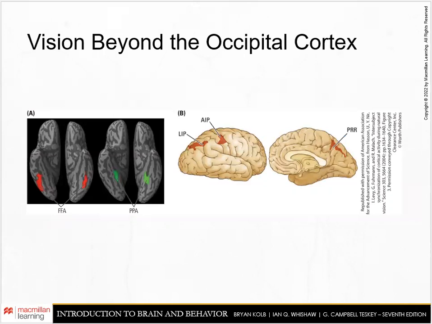Some of the vision beyond the occipital cortex. In image A here in the temporal lobe, the fusiform face area, or FFA, processes faces, and the parahippocampal place area processes scenes. We can see the FFA in red, the PPA in green. In image B, in the parietal lobe, the lateral intraparietal area contributes to eye movements. The anterior intraparietal area is involved in the visual control of grasping, and the parietal reach region participates in visually guided reaching.